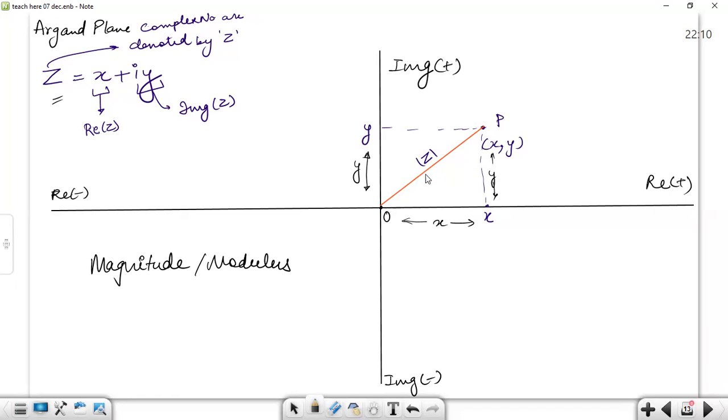Now please tell me the length OP here. The length OP is the magnitude of z, which is represented in this format. Simply, the perpendicular is y and the base is x. So by the simple Pythagoras theorem, this is the hypotenuse OP. What will be its length? Anyone?